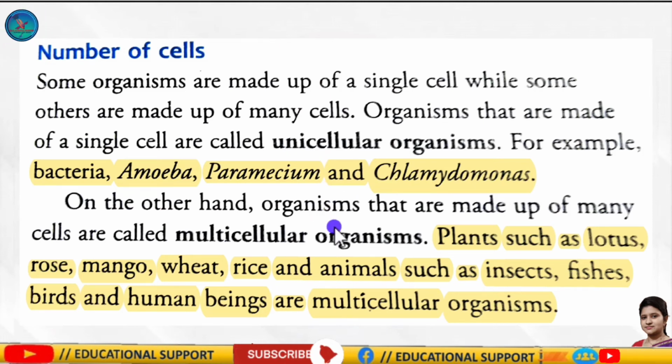On the other hand, organisms that are made up of many cells are called multicellular organisms, such as plants and animals. The plants are lotus, rose, mango, wheat, rice, etc. And the animals are insects, fishes, birds, human beings, etc. So we have done up to here, and you can read this chapter up to here. In the next video, I will discuss the next parts.